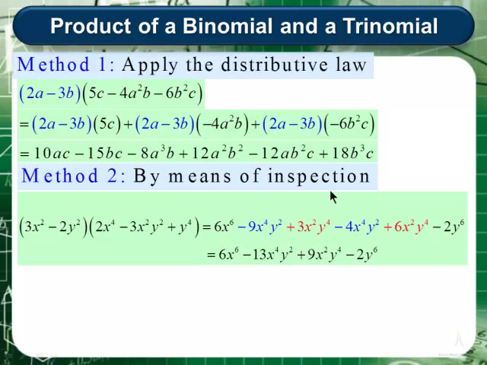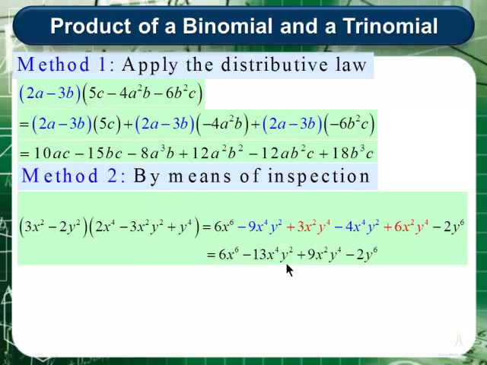Similarly, we have 2 terms indicated in blue, which are also similar but of a different type, namely x to the power 4 y squared terms. Minus 9 in the one case and minus 4 in another term. So consolidating, adding them together, we get minus 13x to the power 4 y squared in this case.